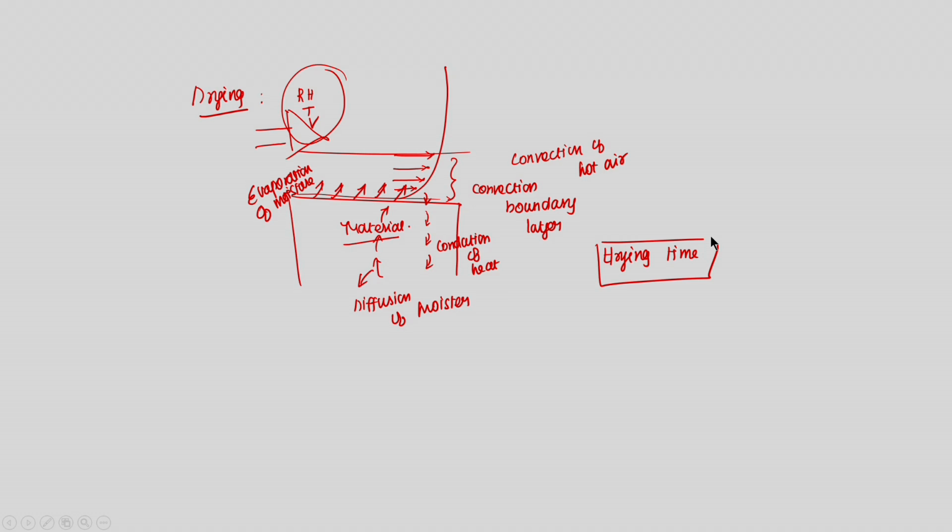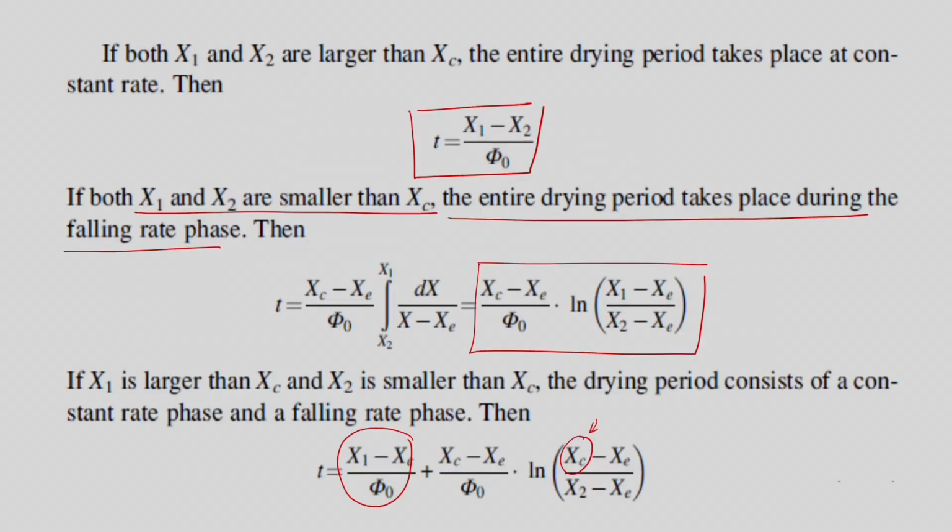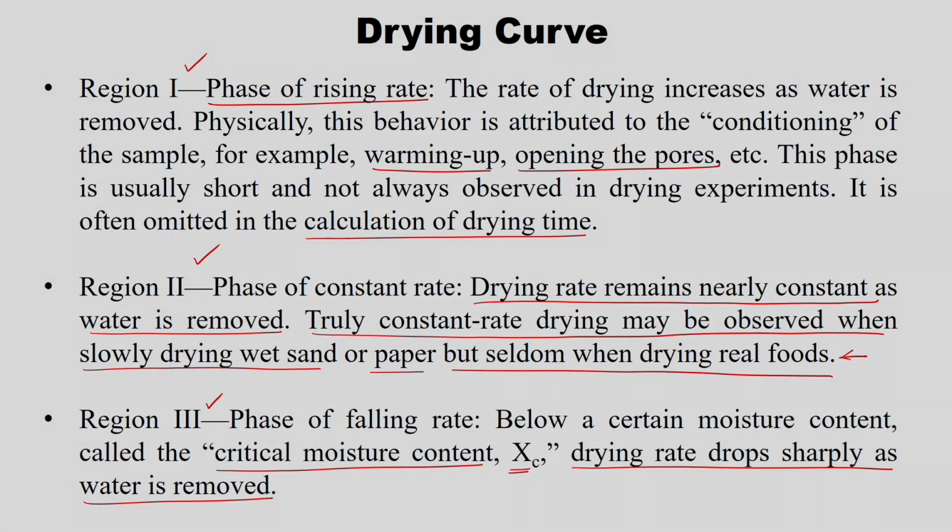And the mechanism is convection of hot air, evaporation of moisture, conduction of heat inside the material, and diffusion of moisture from inside the material to the surface of the food material, right. So, this is where we have seen, and one particular thing here we told about is why we do not normally take a constant rate of drying.